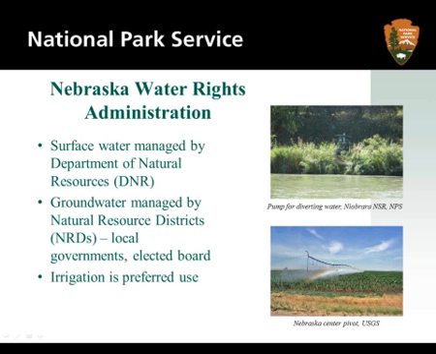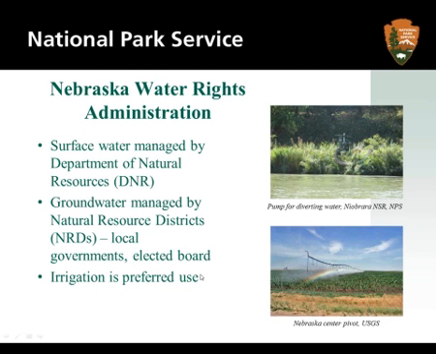The Department of Natural Resources is in charge of surface water, and the groundwater is managed by the Natural Resource Districts, NRDs, which are local governments. They're primarily an elected board, composed largely of agricultural folks, so they tend to lean towards agriculture and corn production. And so sometimes this creates a conflict internally in the state of Nebraska between these two groups, and when they're trying to conjunctively manage ground and surface water, it's not always a clear-cut approach.